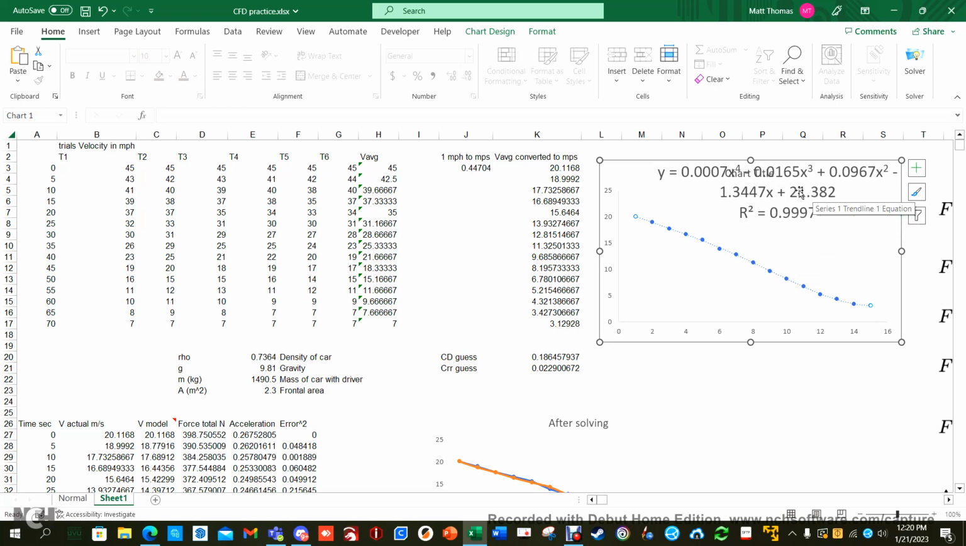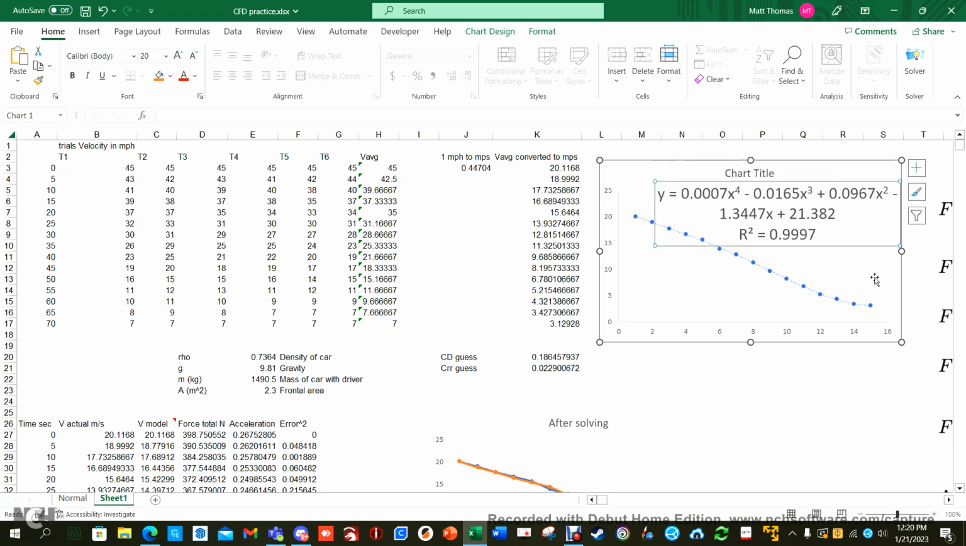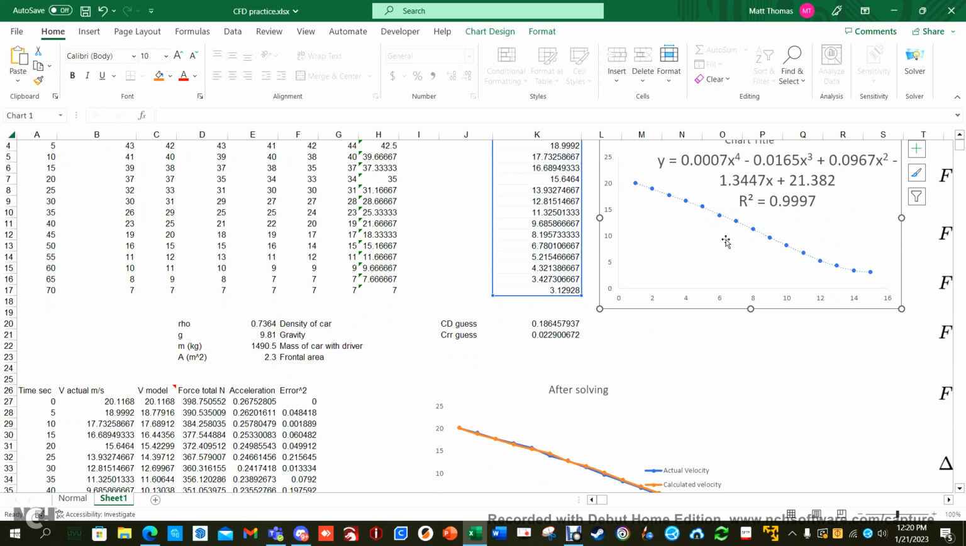Anyway, okay, let's move our equation down. So this is the 4th order equation for this trend line. This is going to be important. Okay, so let's move on to actually solving.